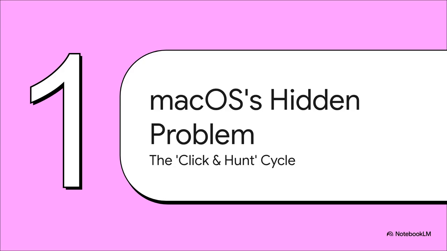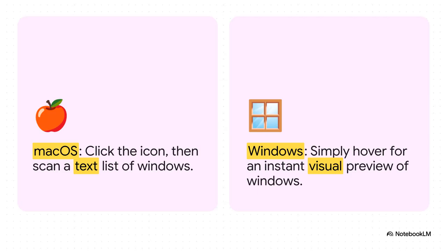Okay, so let's actually give this problem a name because it deserves one. We're calling it the click and hunt cycle. It's this little bit of inefficiency that's just built right into the standard macOS dock. Really, it all boils down to this one simple difference.